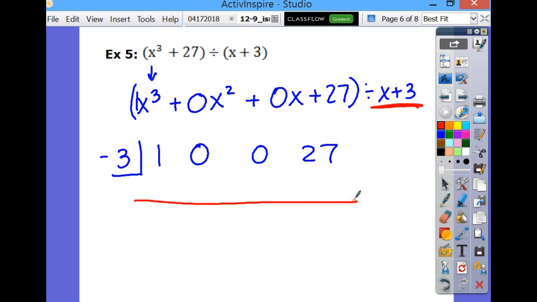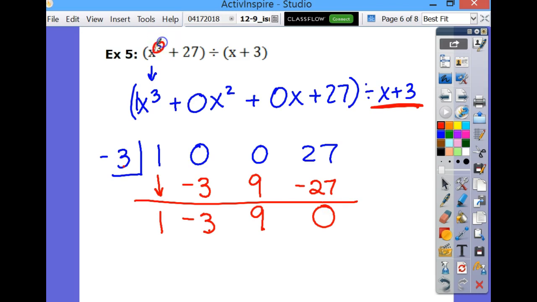Skip a line, make a line. Bring the first term down. Negative 3 times 1 is negative 3. Add up the column. Negative 3 times negative 3 would be positive 9. Add up the column. That's a positive 9 times a negative 3. Negative 27. That zeroes out. It has a remainder of 0.